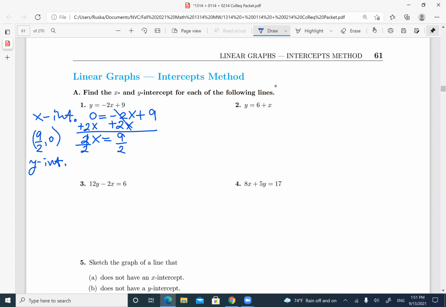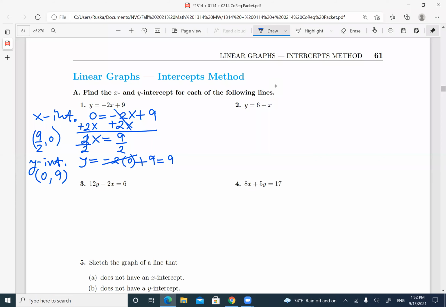Now let's find the y-intercept. For the y-intercept, you're going to replace x with 0. So you have y equals -2 times 0 plus 9. -2 times 0 is 0, so that's going to be 0 plus 9, which is 9. So my y-intercept is 0, 9. Okay? Everybody understand how we're doing it? Replace x with 0, replace y with 0. Okay, let's do the next one.